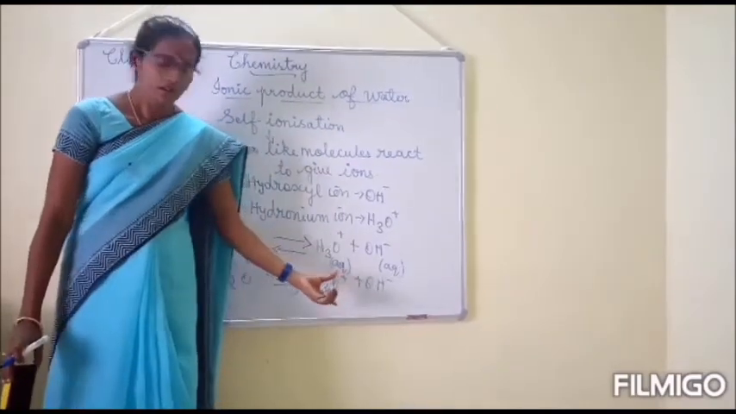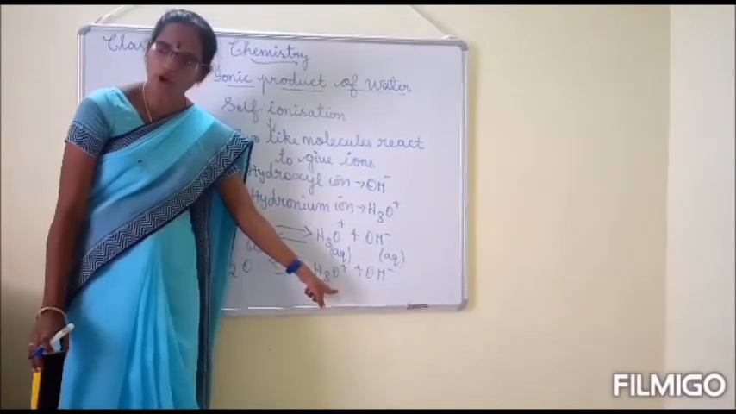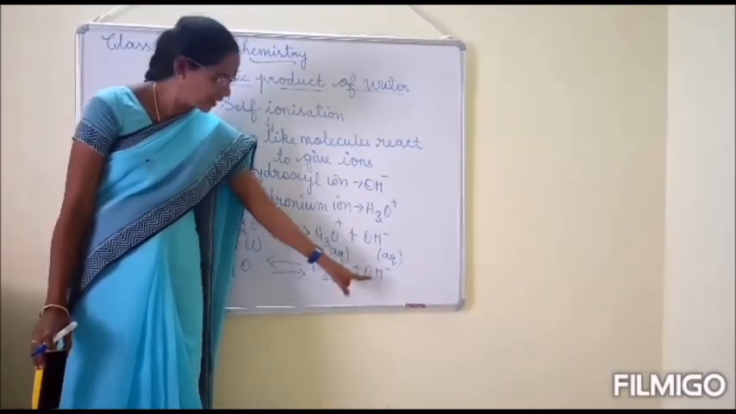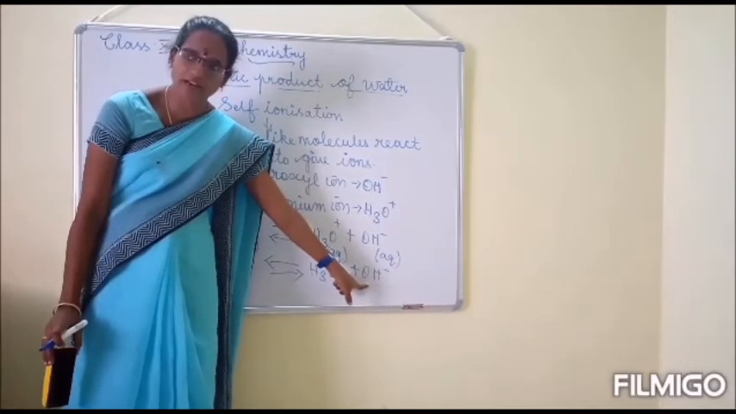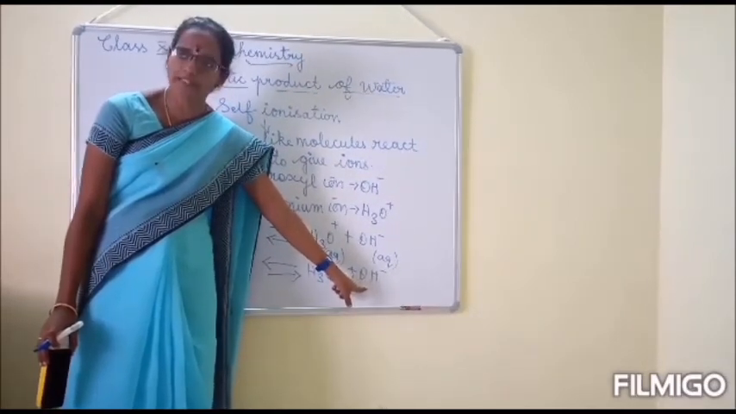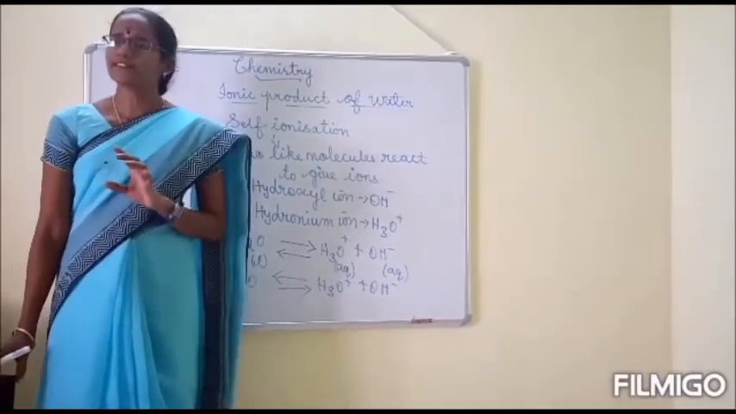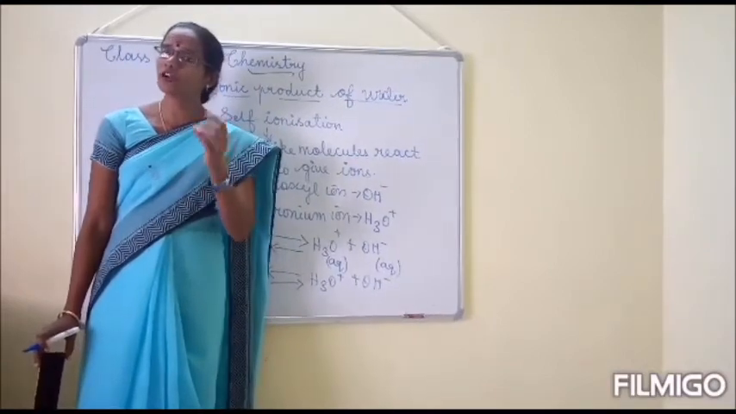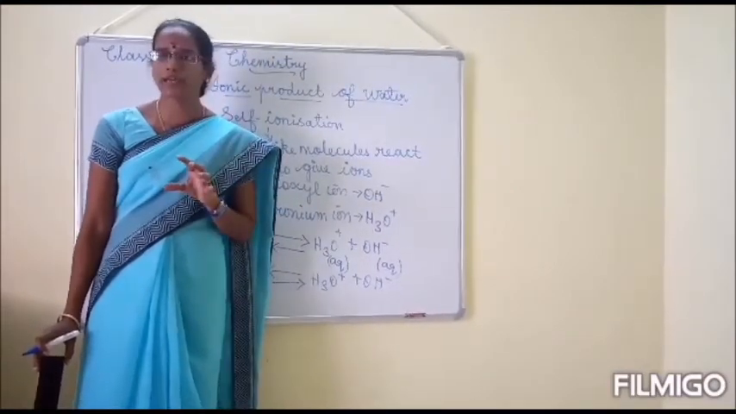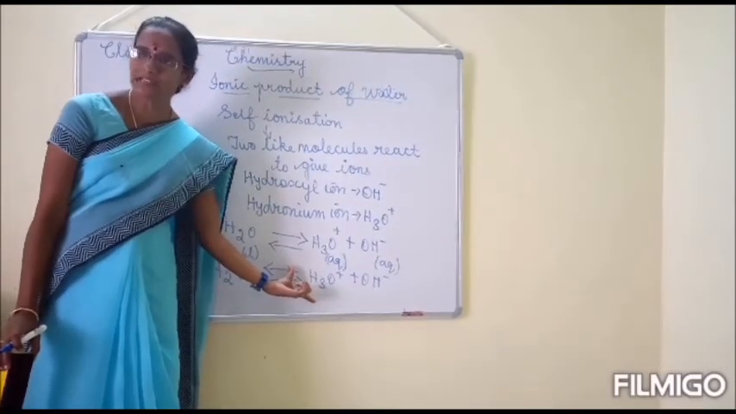Okay. Here in this equation, the hydronium formed is a strong acid and the hydroxyl, that is OH minus ion, is a strong base. Both react again to form water. Hence, it is a reversible reaction and it attains equilibrium very quickly. Okay. So the ionization part is very small here.